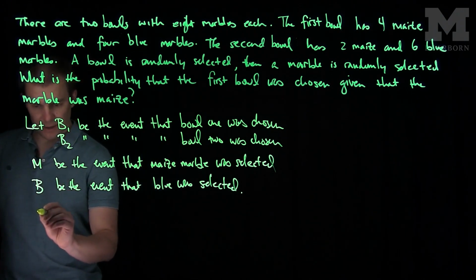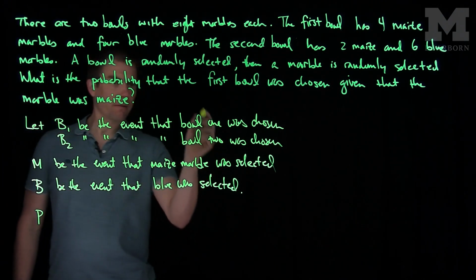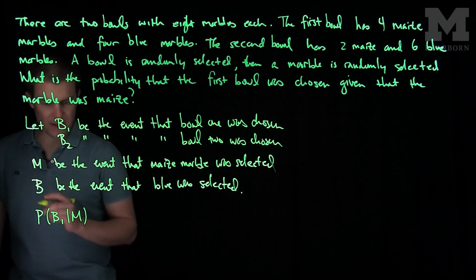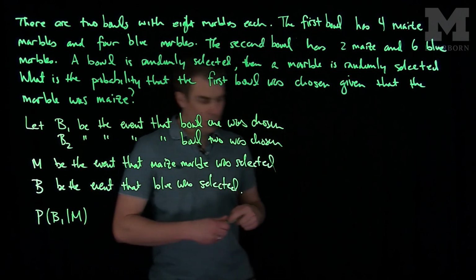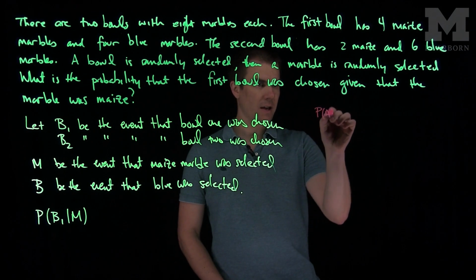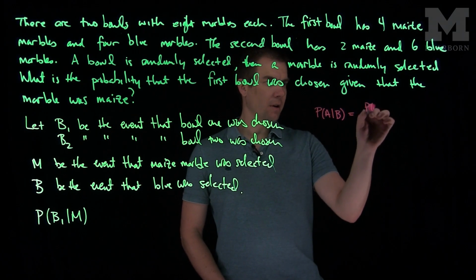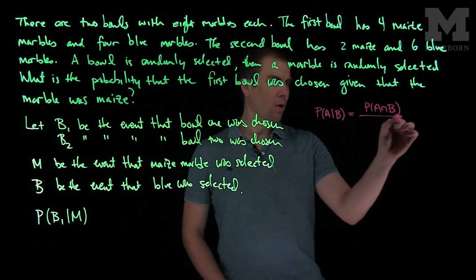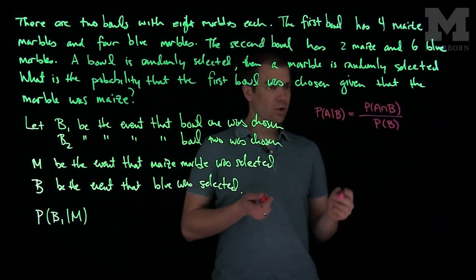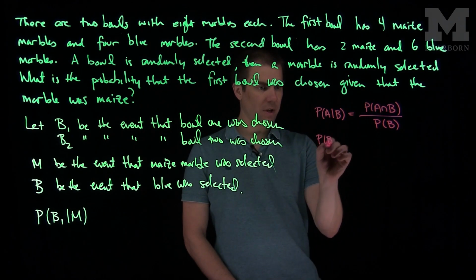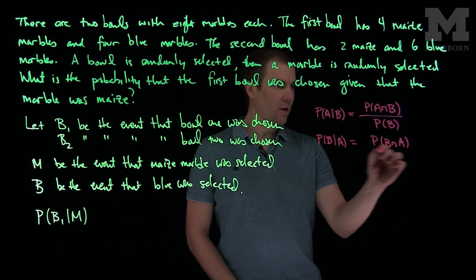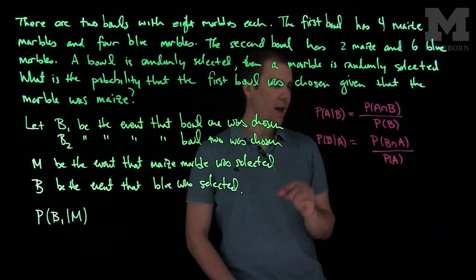We would now like to find the probability that the first bowl was selected, B1, given that maize was selected. Now, we recall the definition of conditional probability. The probability of A given B is the probability of A and B over the probability of B. We can use this relationship in the reverse order and say the probability of B given A is the probability of B and A over the probability of A.